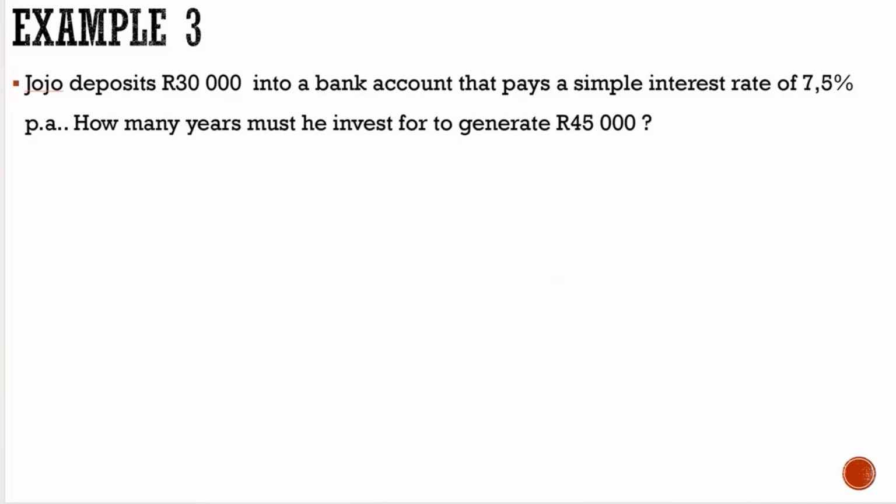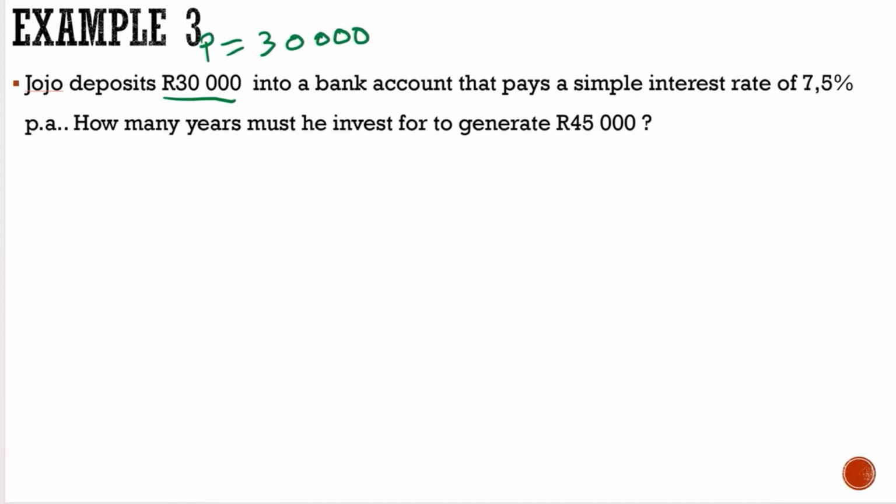Okay, here is another example. Let's say Jojo deposits 30,000 into a bank account. Now when is he depositing this amount? Look at the English, present tense, deposits. Sometimes the question will not tell you when this person is doing this thing. It's all about reading the simple English that is embedded in the story, the context. So Jojo deposits, this term deposits is in the present tense. It means this is your present value of 30,000.